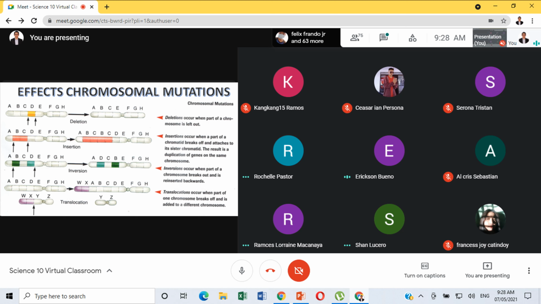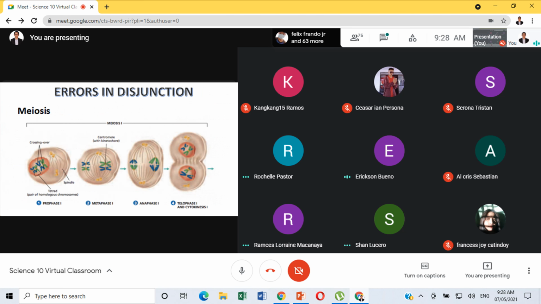How about inversions? Inversions occur when part of a chromosome breaks out and is reinserted backwards. Or it happens when the direction of a part of a chromosome is reversed. Okay? Translocations occur when part of a chromosome breaks off and is added to a different chromosome. Meaning it happens when part of a chromosome breaks off and is combined with another chromosome. This type of disorder is due to chromosomal level mutation.